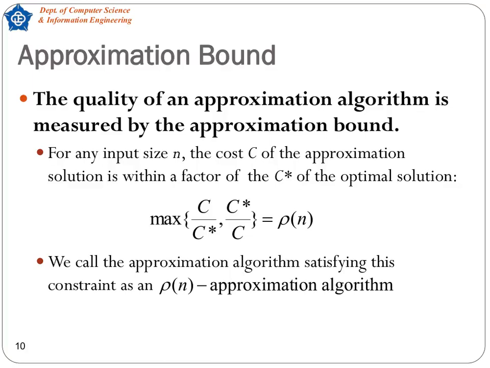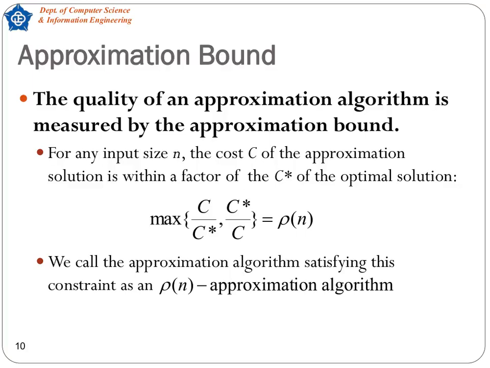Building on our previous comparison of approximate tours, the quality of an approximation algorithm is captured by its approximation bound. For any input of size n, let C be the cost produced by our algorithm, and let C* denote the cost of an optimal solution. We then consider the worst-case ratio between these two values, either C divided by C* or C* divided by C, whichever is larger. That maximum ratio is called rho(n).